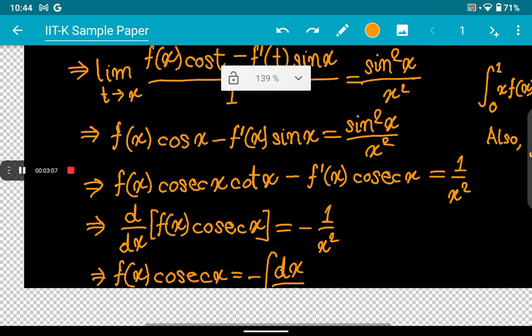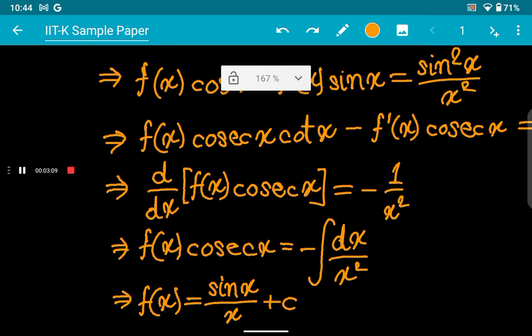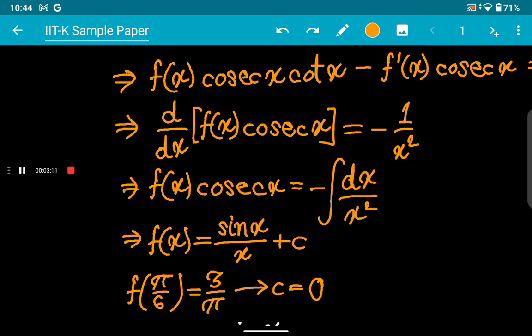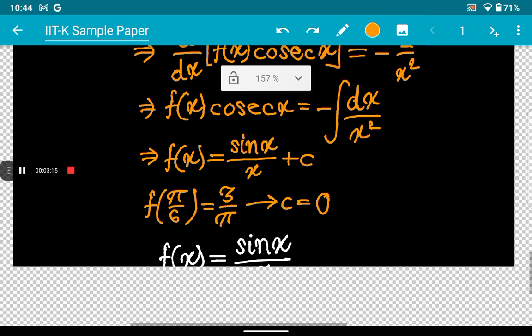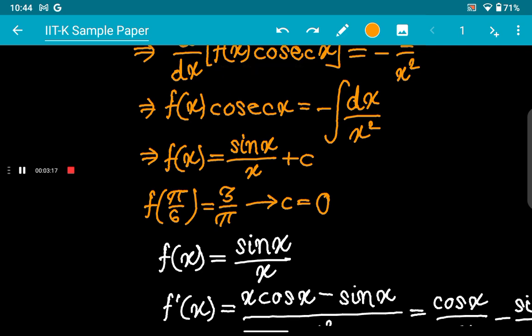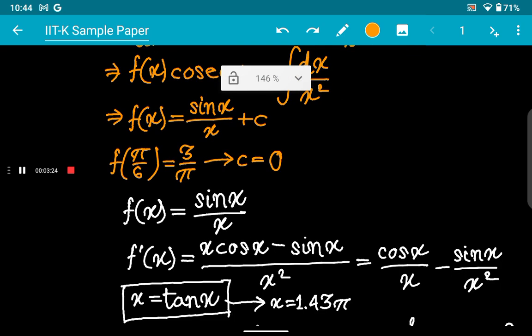Okay, so anyway, we will have this expression, and at the end you obtain f of x equal to sin x by x plus c, and if you put this condition here, f of x will just come out to be sin x by x. Okay, so one part is done. We have obtained our f of x, the function, and now we have to comment on maxima and minima.